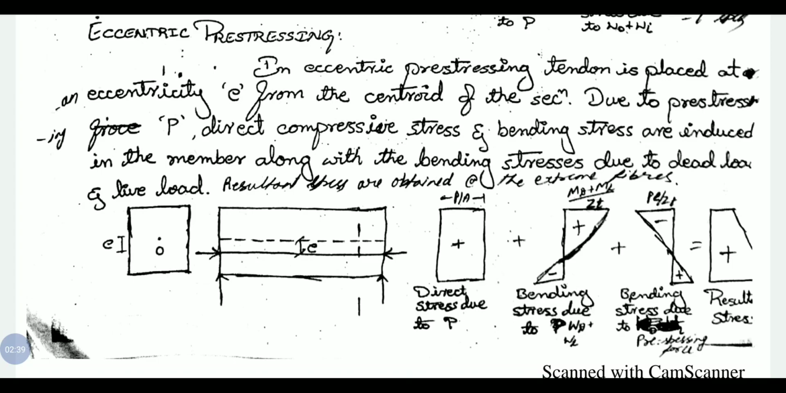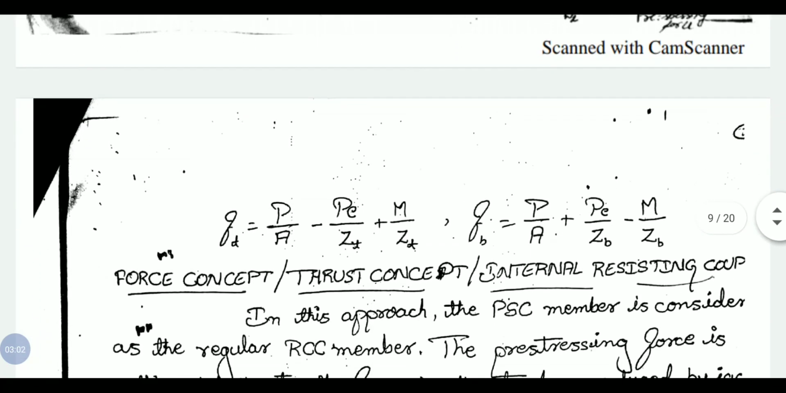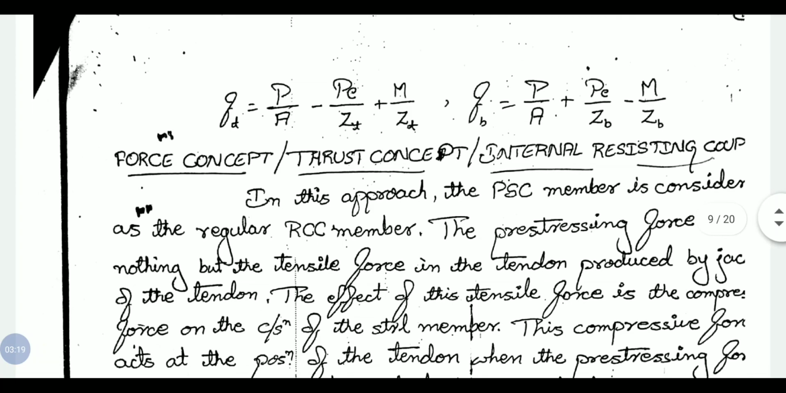This is the stress concept. In the stress concept, we are going to calculate the stresses due to prestressing force, that is direct stress and bending stress, and due to dead load and live load. The problems we solved in previous classes come under the stress concept, that is, calculation of fiber stresses at the top of the section and bottom of the section, that is FT and FB. You have the formula on the screen.